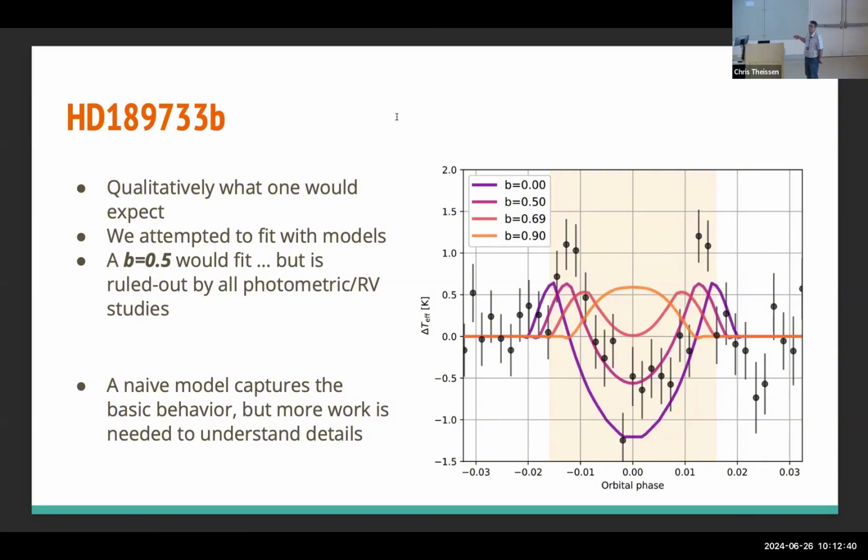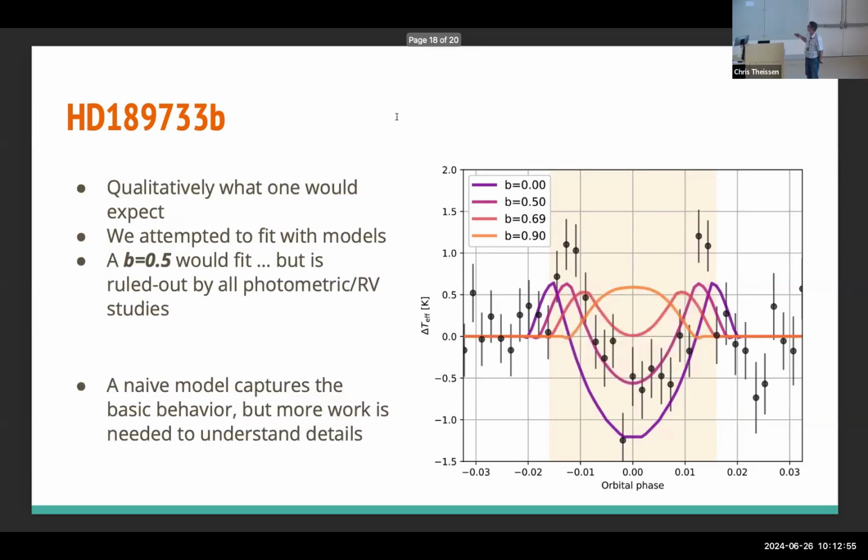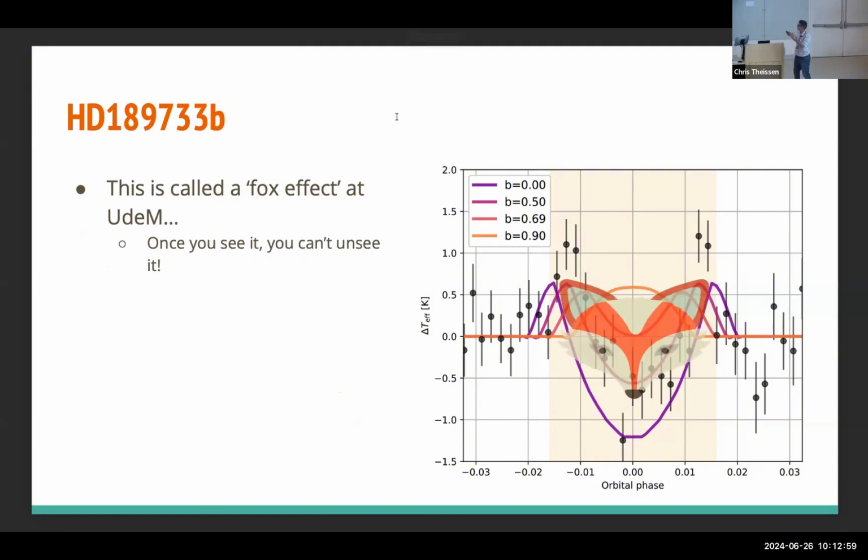So, okay, naive models reproduce the overall behavior, but not the detail when you fit things exactly. So that's to be done. And we call it a fox effect. And now if I show you a little fox-like ears and nose, you cannot unsee the fox when you see these curves. Okay, so I'd like to call it the fox effect, but it's up to you.